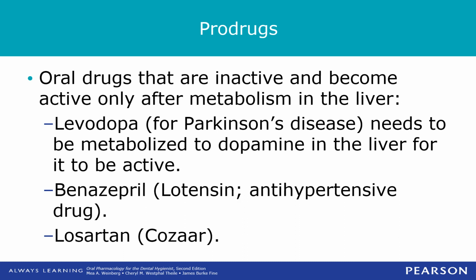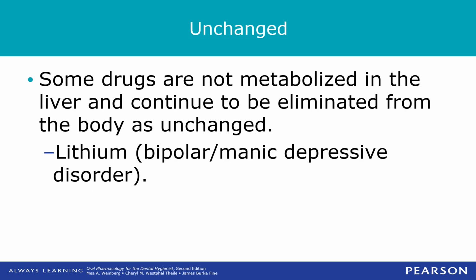Some oral drugs are inactive and become active only after metabolism in the liver. Examples of these are levodopa, which is used for Parkinson's disease and needs to be metabolized to dopamine in the liver in order to be active; Lotensin, which is an antihypertensive drug; and losartan, which is a heart medication. Some drugs are not metabolized in the liver and continue to be eliminated from the body unchanged. Lithium is an example of this, and it's used for bipolar or manic depressive disorder.